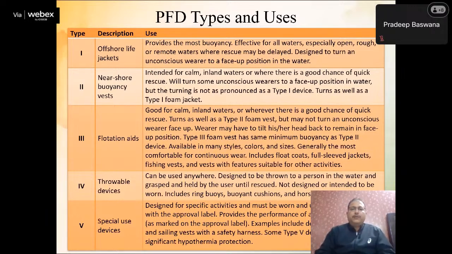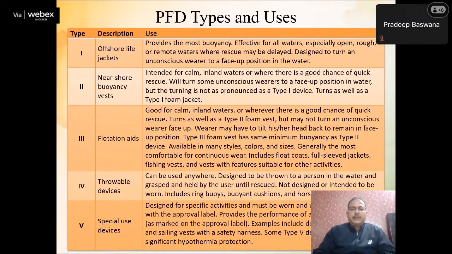Third, flotation aids, good for calm inland waters or wherever there is a good chance of quick rescue. Again, I am telling you this because sometimes we have to focus upon this part also, and our rescuers, responders have to enter this type of zone. Integration is a big thing, and it is again a challenge to use PFDs along with the PPE. But yes, we have to focus upon this part also. Turns as well as a type 2 foam vest, but may not turn an unconscious wearer face up. Wearer may have to tilt her head back to remain in face up position.